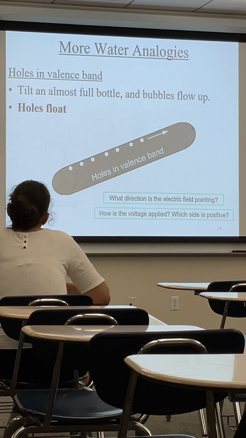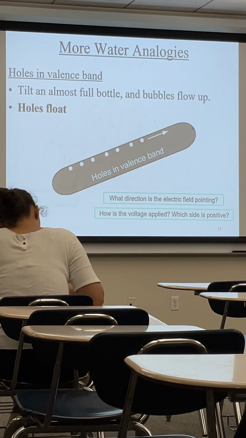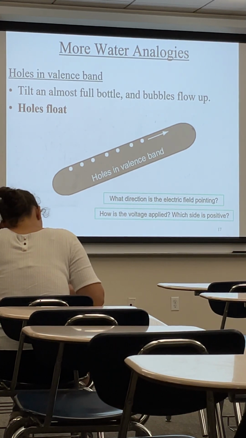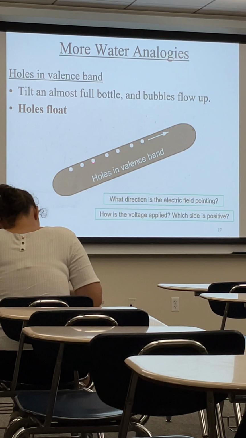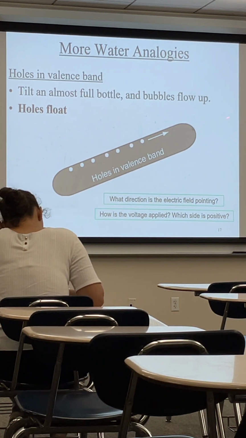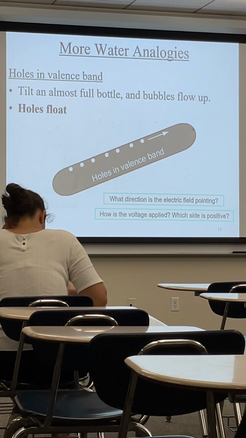And for the holes, think about an almost full bottle of water. If we tilt this bottle, we have these bubbles. The bubbles can float up, right? So these bubbles are similar to the holes in the valence band. So basically, holes float. Okay, so use this water analogy, you can determine the electron and hole moving directions.